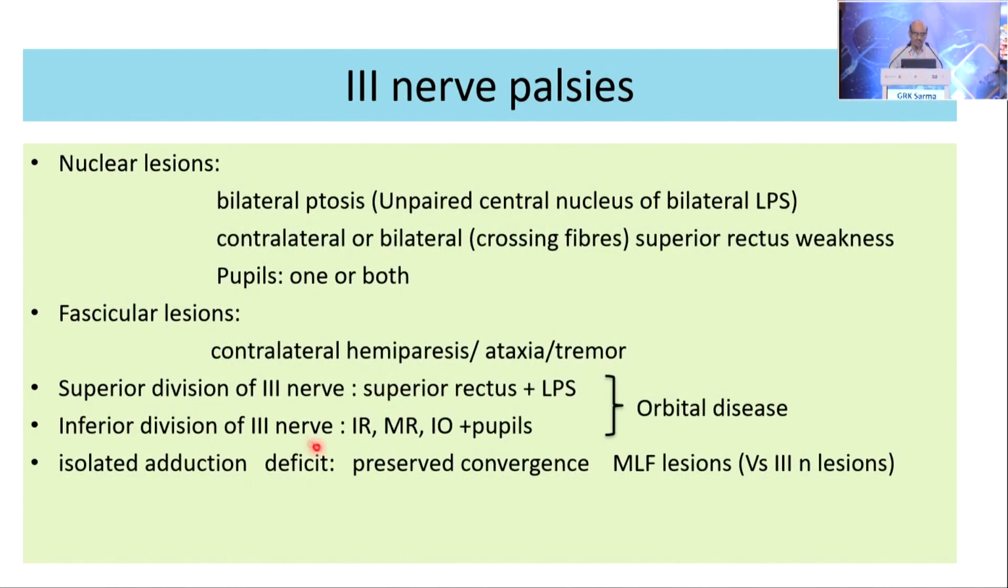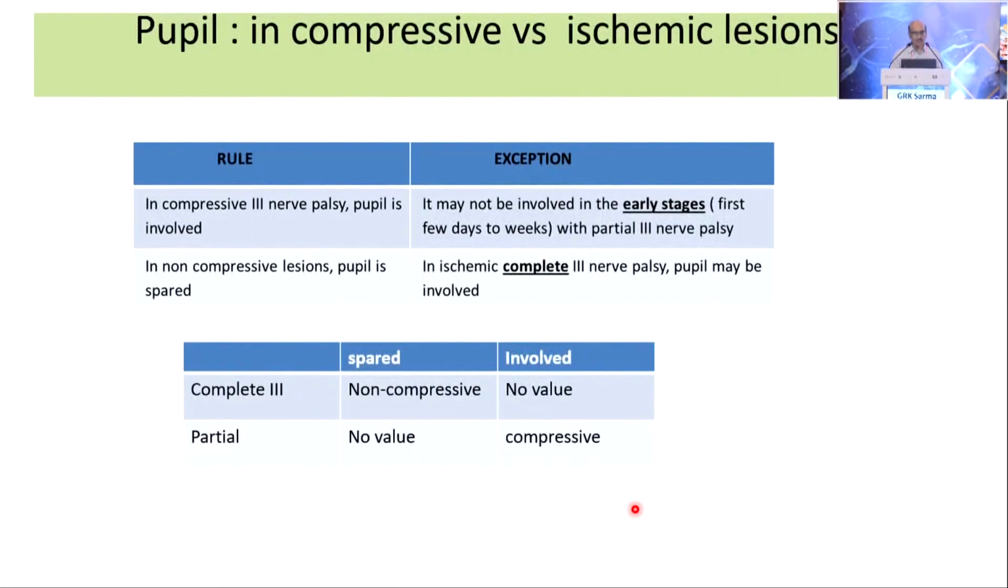In the same way, if the inferior division is involved, you will get inferior rectus, medial rectus, inferior oblique weakness plus pupillary involvement. Pupillary fibers go through the inferior division of the third nerve. If you find an isolated adduction deficit, you suspect an MLF lesion. I will show you the images there.